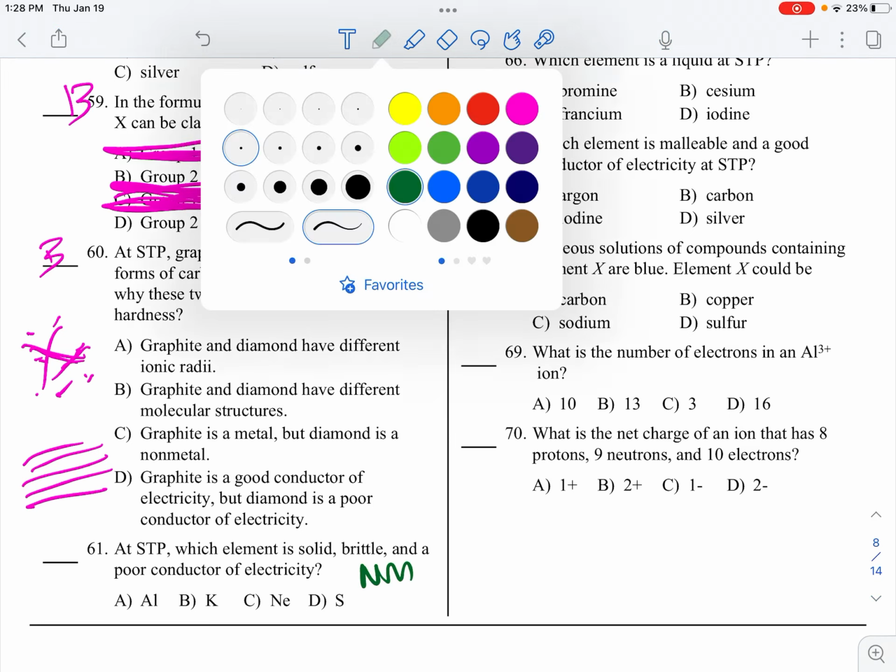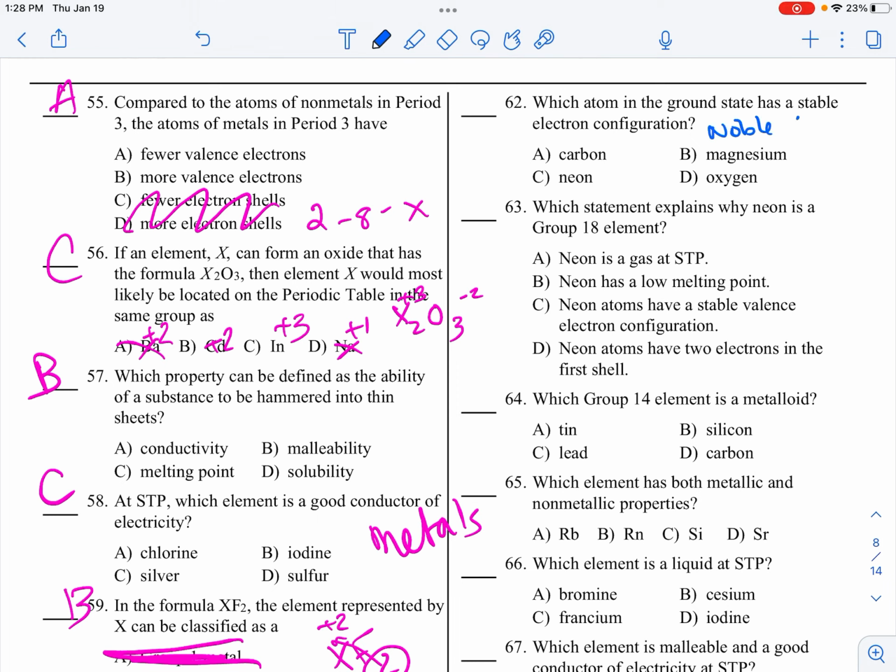Stable electron configuration, this is noble gas. This is group 18 on the periodic table, so that would be neon. Which explains why neon is a noble gas? It's a group 18, stable valence electron configuration. Just because it's a gas doesn't make it group 18. Low melting point doesn't make it in there, and 2 electrons in the first shell.